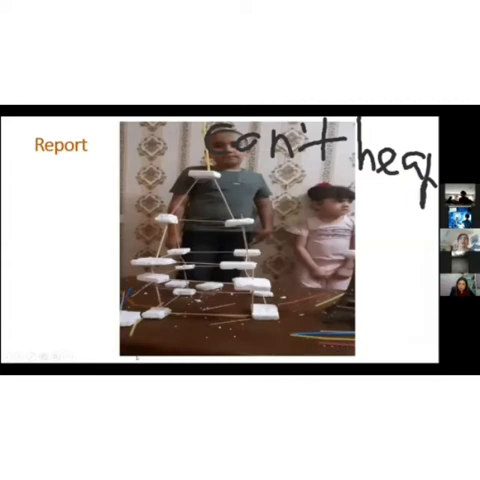In the last section of the task, pupils report what they did.